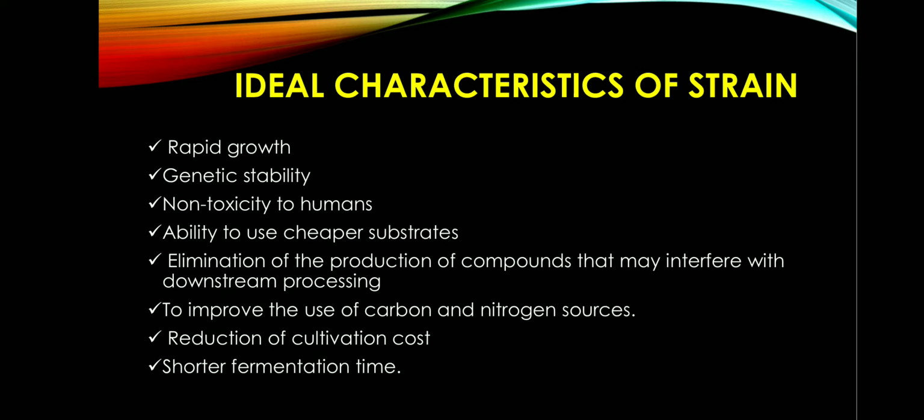And it should be able to improve the use of carbon and nitrogen sources. So we put the carbon source and nitrogen source in the media, and our strain should be capable of utilizing it. Only if it utilizes the carbon and nitrogen source, it can produce the product. So therefore it should improve the use of carbon and nitrogen sources. The cultivation cost must be reduced so that the industry will not incur any loss, and it should have a shorter fermentation time. So these are the ideal characteristics of a strain that can be used in industries.